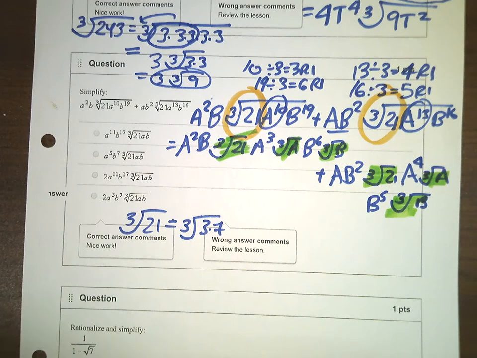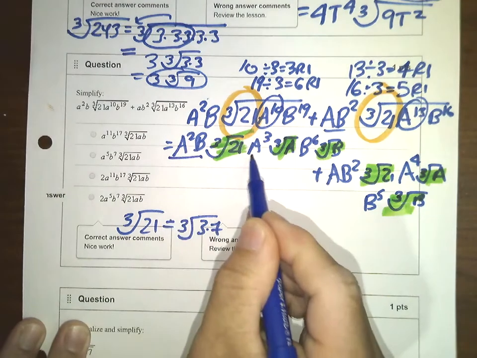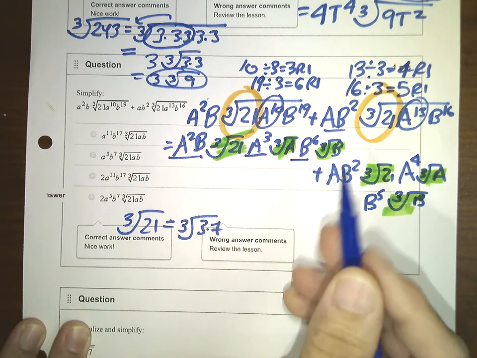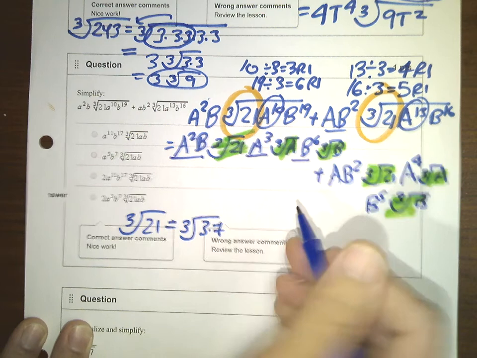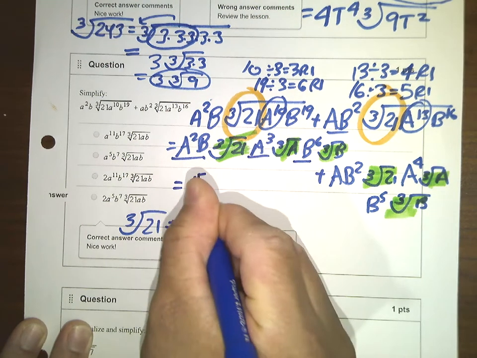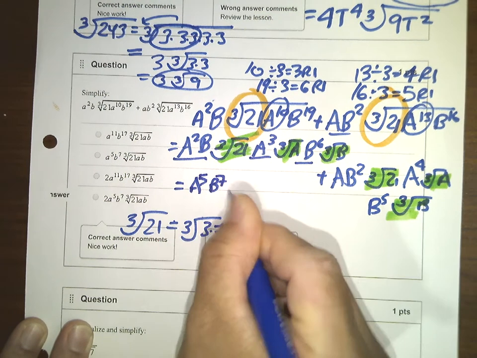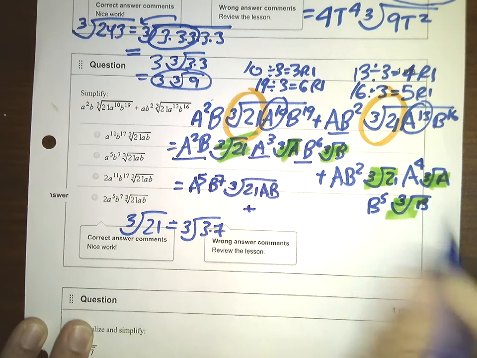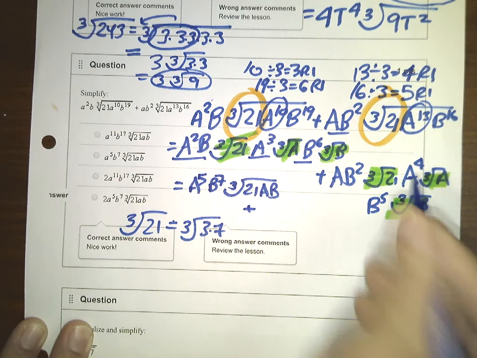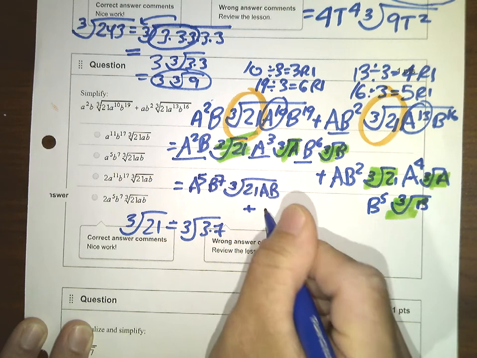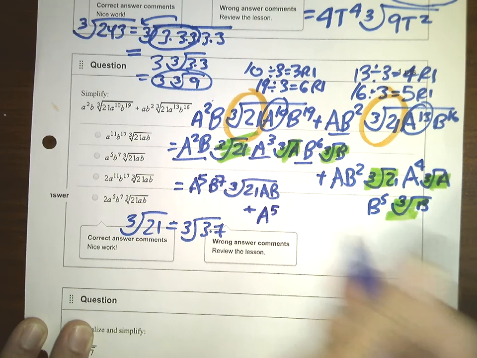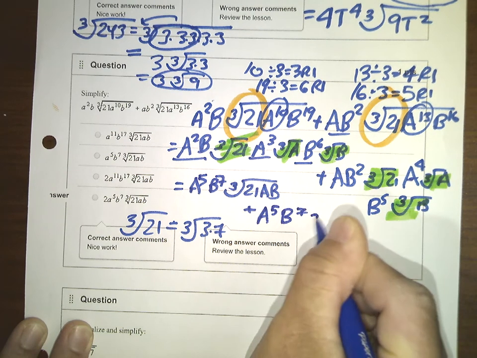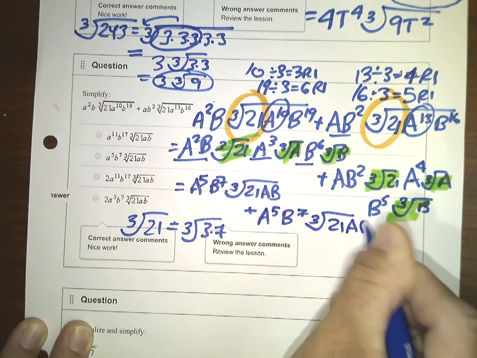And then what do I have here? So let's simplify this. A squared b times a cubed b to the 6 will be a to the 5th and b to the 7th, and then cube root of 21ab, then plus ab squared times a to the 4th times b to the 5th, so a to the 5th and b to the 7th cube root of 21ab.